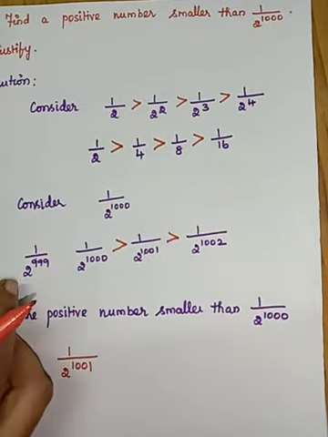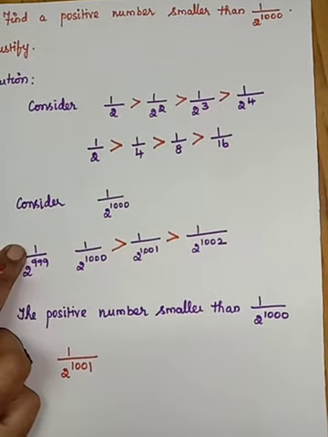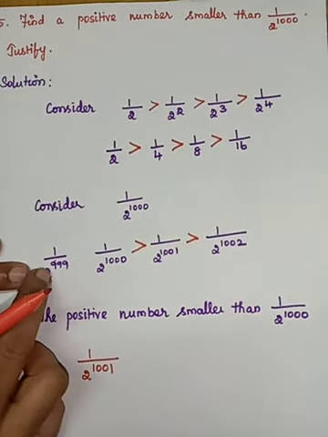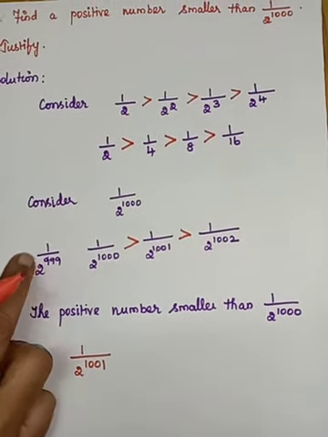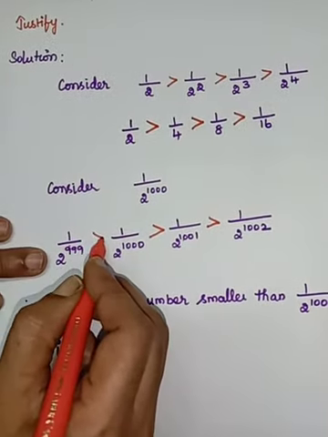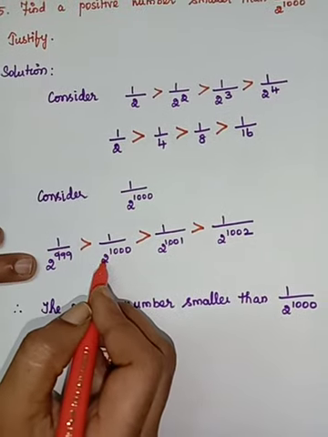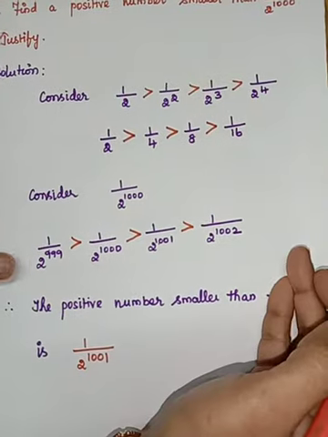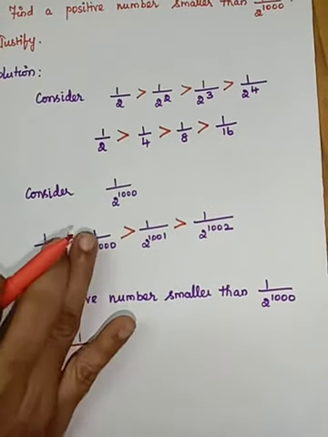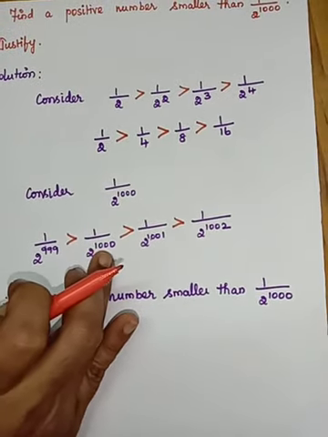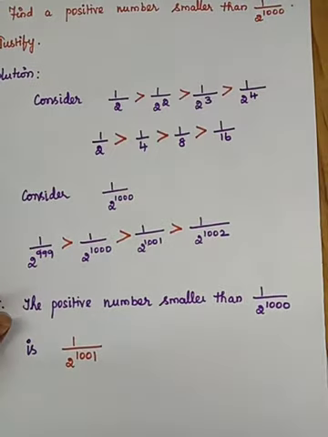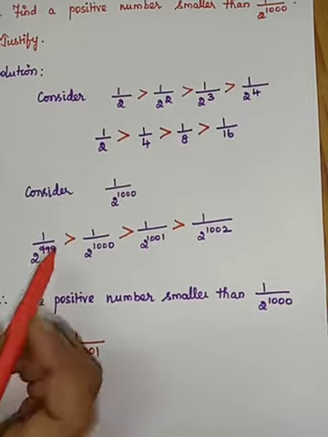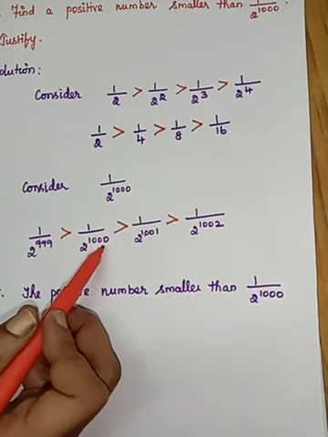Okay, come to this side. See here, 1 by 2 power 999. The denominator is smaller, so this number is the bigger one, bigger than 1 by 2 power 1000. So, the right side numbers are smaller than 1 by 2 power 1000, and the left side numbers are greater than 1 by 2 power 1000.